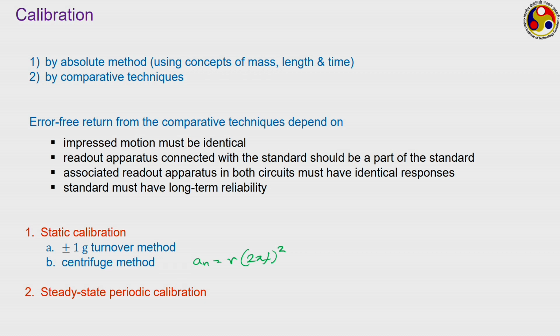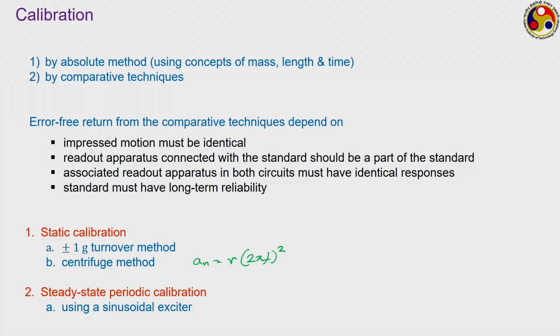The other is steady state periodic calibration. In case of a steady state periodic we generally use a sinusoidal exciter. That is, we excite our system with a known frequency and accordingly see the response. Not necessarily we have to impose a sinusoidal signal, it generally has to be a periodic signal. Steady state periodic calibration probably is more popular compared to the other methods.